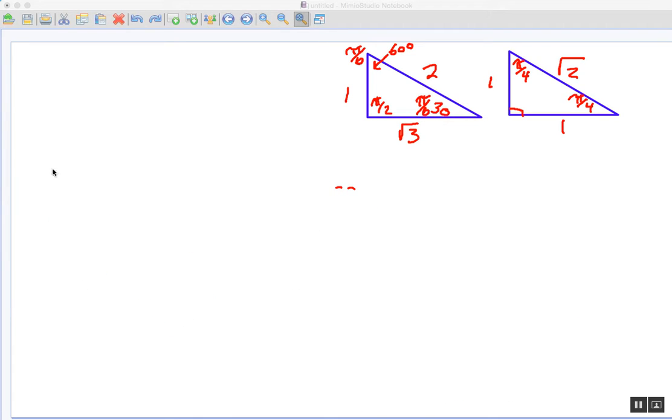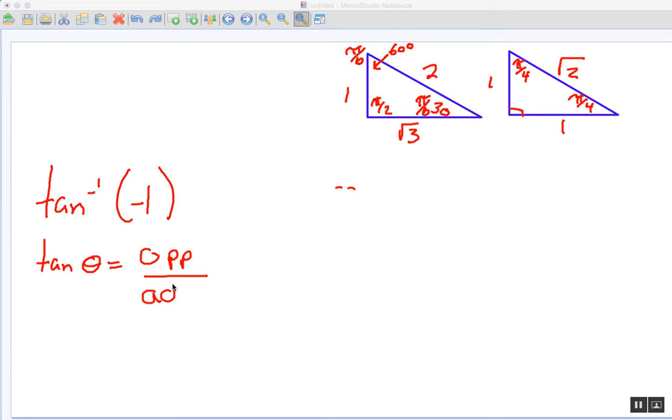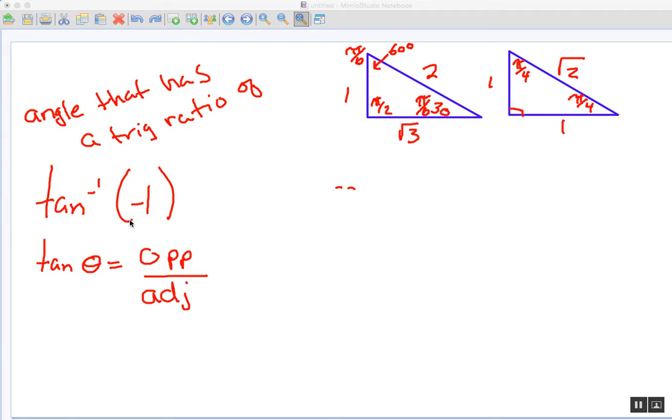So let's say we were looking for the inverse tangent of -1. Okay, so first thing you want to do is think about, well, what trig ratio goes with tangent? So tangent is equivalent to opposite over adjacent. And remember, this inverse tangent is just saying name the angle that has a trig ratio of 1, in this case, of -1, but we always deal with the negative once you have that reference angle.